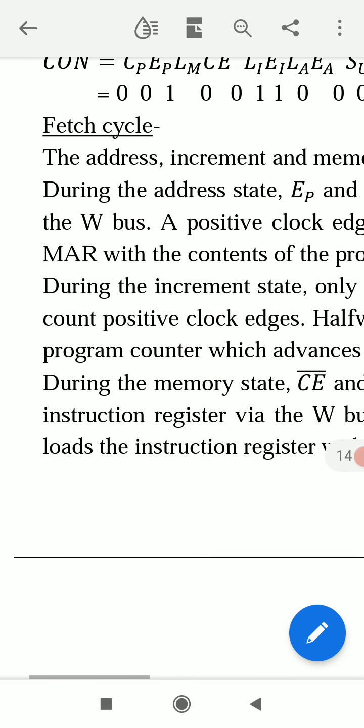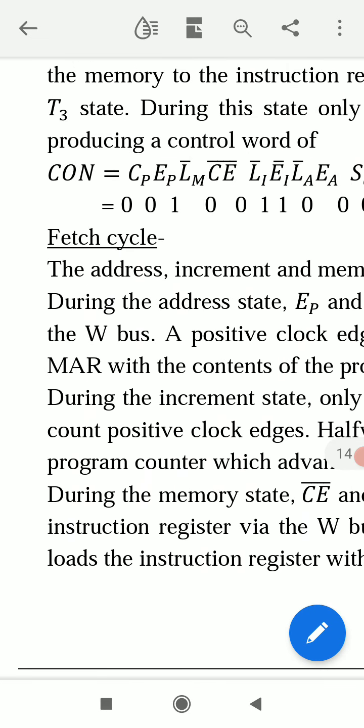So these are the three states, T1, T2 and T3 states, and these three states form the fetch cycle. Next three states, T4, T5 and T6 states, will form the execution cycle.